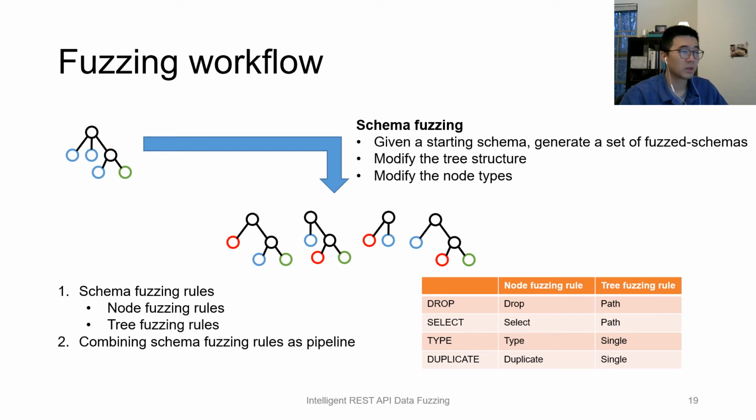So that's about schema fuzzing. We talked about the 4 basic schema fuzzing rules, about how to modify a node and across the tree, and we explained how we combine them as a pipeline.